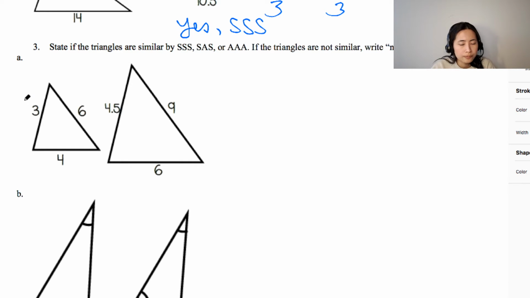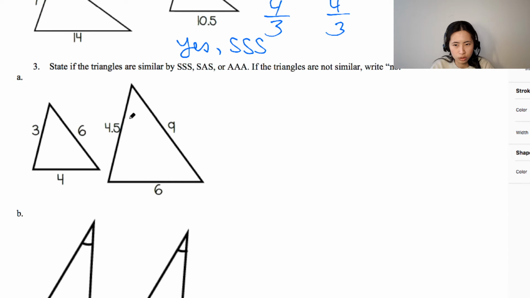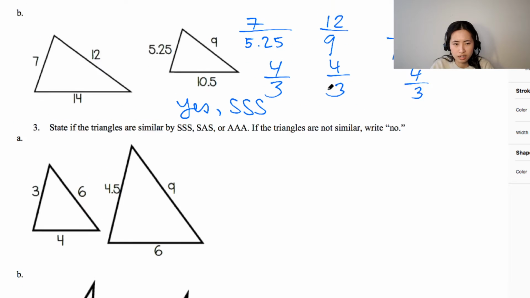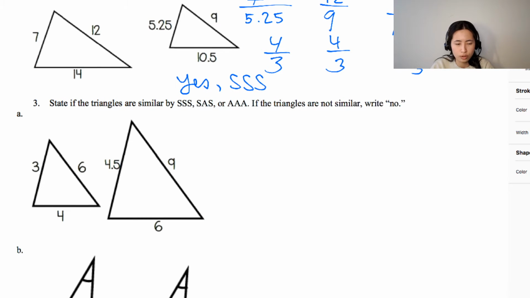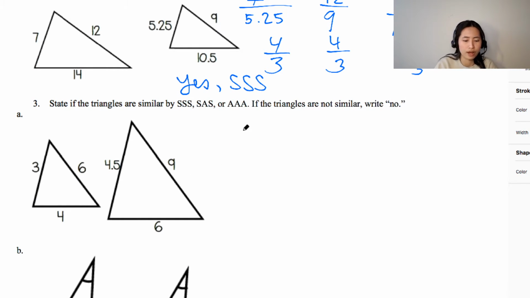Okay, so let's say we're taking the dimension coming from the smaller triangle as opposed to the larger triangle, which we kind of did from part B. So I'm taking 3 divided by 4.5, and then I know that I'm looking at 6 now, so this is divided by 9, and you have 4 divided by 6. So this is the right way.